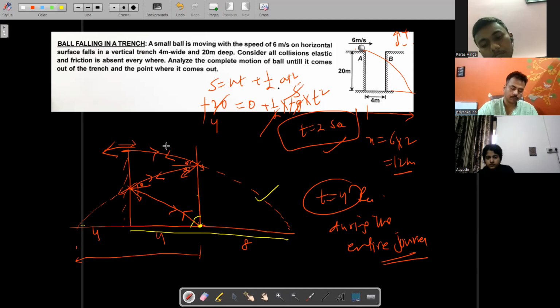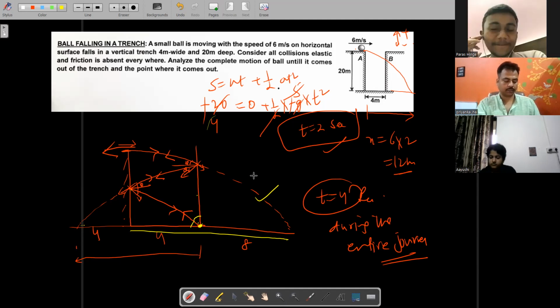When the ball strikes the corner, it has already covered 8 meters. Then how will it follow the same path? That I have not understood. Because the path that it will follow will be the mirror image of this path. Okay, okay. Got it, got it. Done, sir.